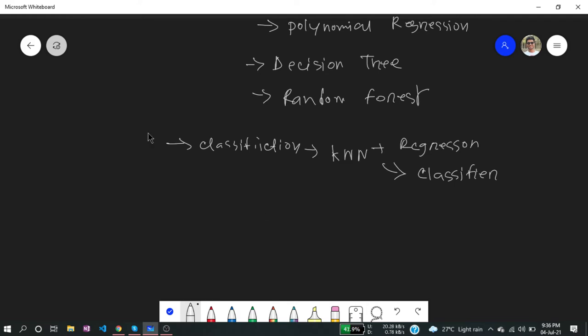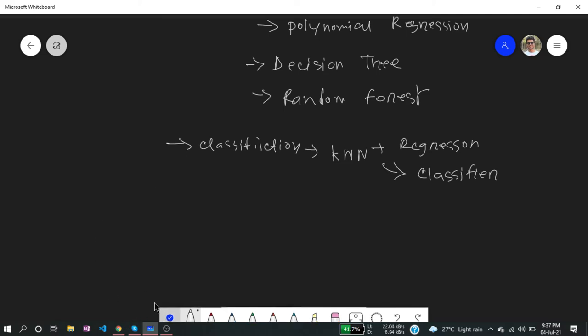But if you talk about logistic regression, it solves just the classification problem. It can't solve the regression problem. But the random forest can solve both the regression problem as well as the classification problem.